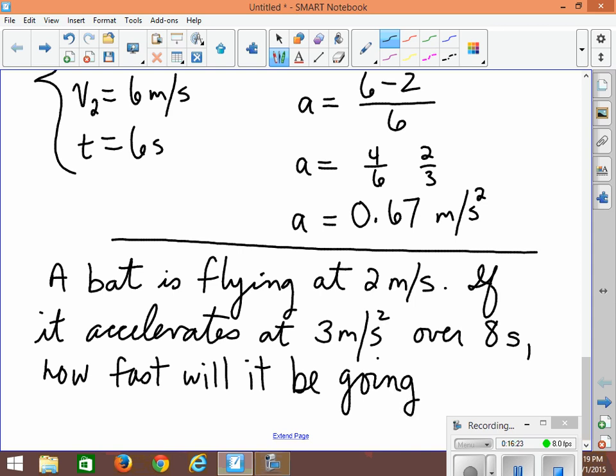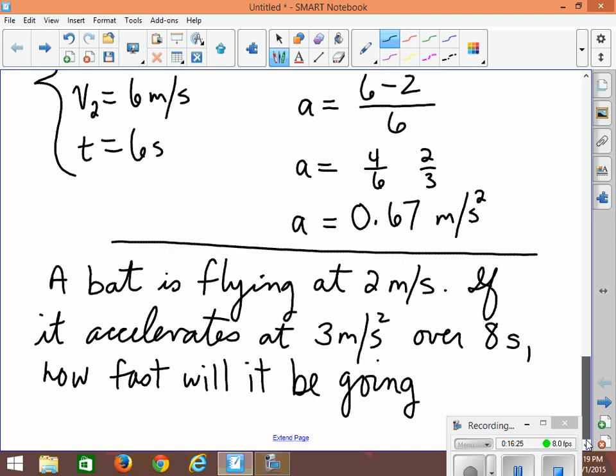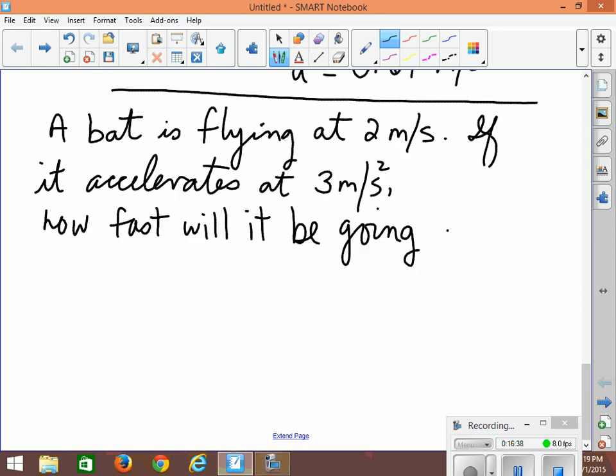Okay. In fact, maybe a better way to write that, to make it sound a little bit clearer in your mind, is to put what I was thinking originally. If it accelerates at 3 meters per second squared, how fast will it be going after 8 seconds? Maybe that makes it a little bit more clear to understand.